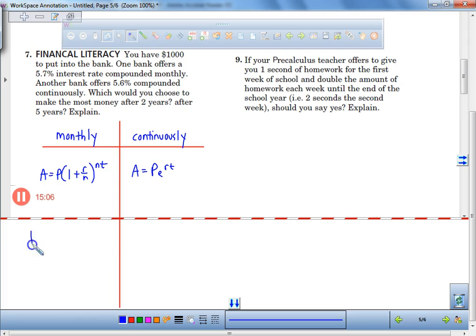What do we start with no matter what? 1,000, right? So put 1,000. Don't worry about the A. Just know that whatever we get is going to be A, okay? Then this one we're going to put E. So put the letter E.